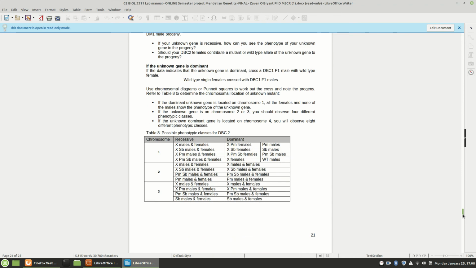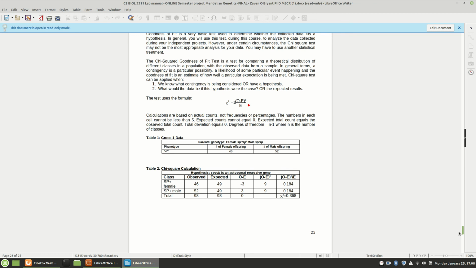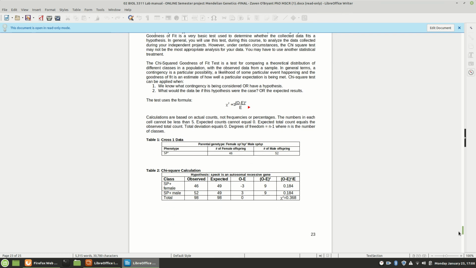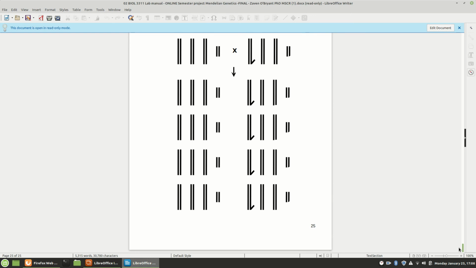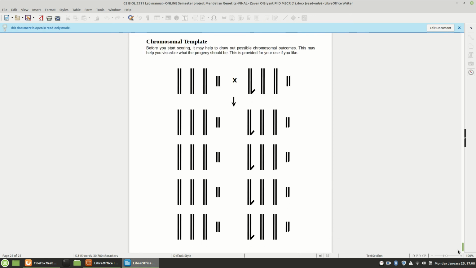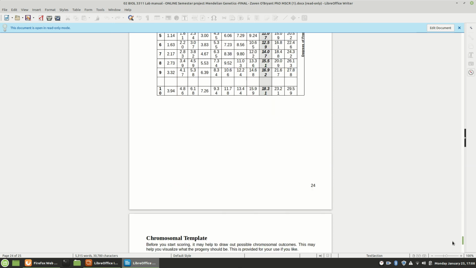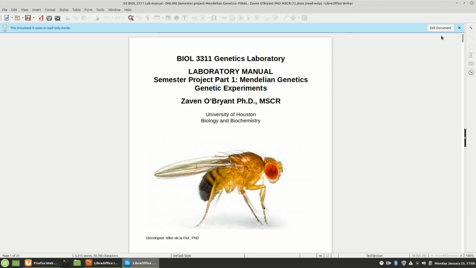Same here. Further down, here's where we get to the chi-square. If you have any problems with chi-square, talk to me. I can explain it. I have videos already out there on chi-square, but I can do it with you. Here's the template for doing the chromosome diagrams. You can use this or make your own. You'll figure that out at some later point. But make sure you go through this, the laboratory manual here for Project 1.